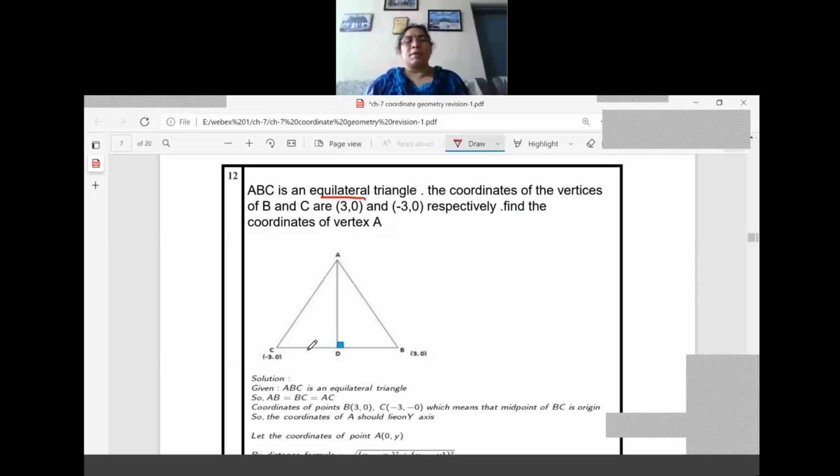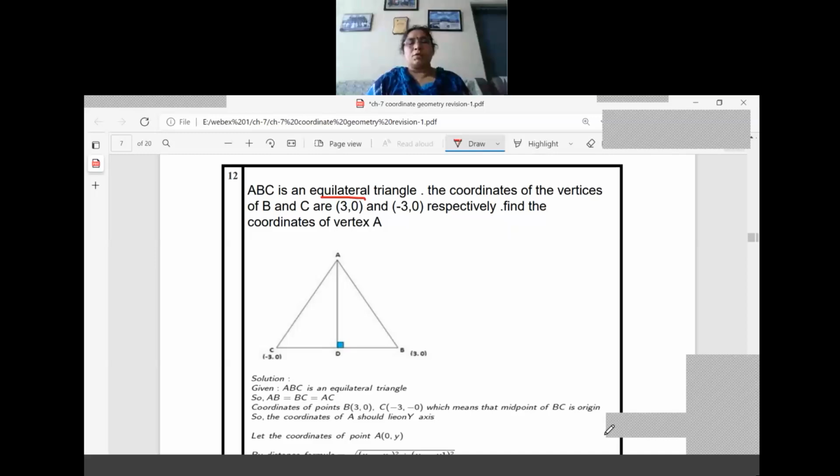So here it is given that B has coordinate 3 comma 0, C has coordinate minus 3 comma 0. Still I'll say once again, all of you go for the coordinate geometry videos, because we have clearly explained how to do that one. This is the revision process we are doing. We are refreshing your ideas of what you have learned. That's all I can say.